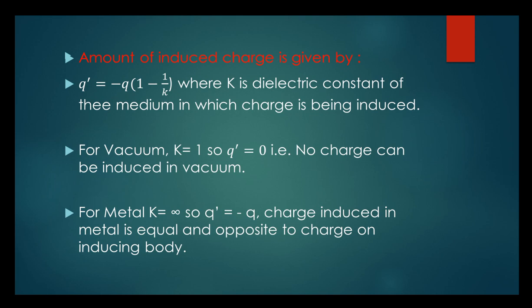For vacuum, K equals 1. If we put K equals 1, 1 - 1 becomes 0 and hence we see that Q' becomes 0. That is, no charge can be induced in vacuum. So we don't have a charge induced in vacuum. For metals, K equals infinity. So Q' becomes equal to -Q. So if charge is to be induced in a metal, it gets an equal and opposite charge induced in the metal.